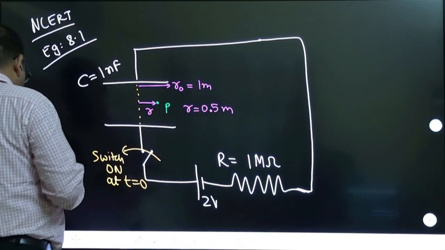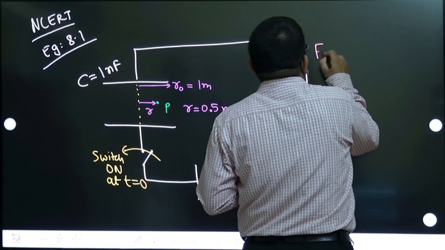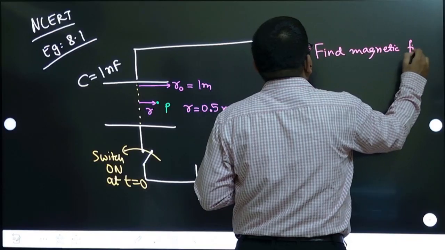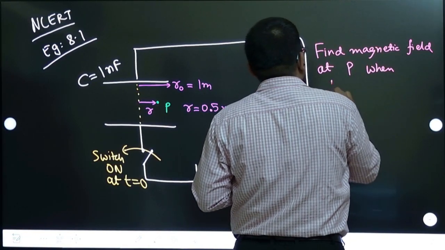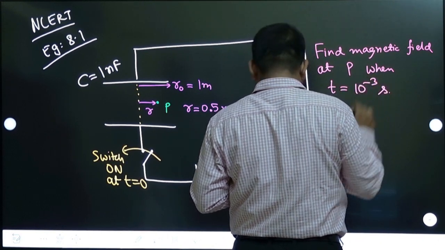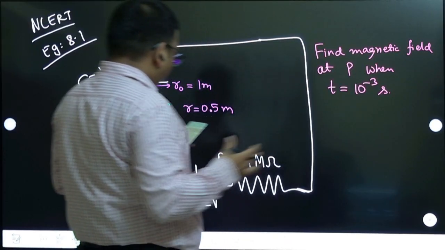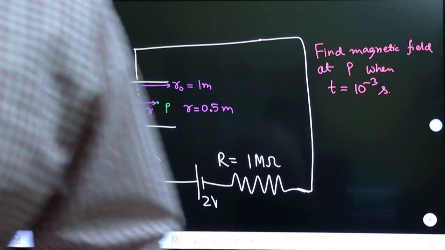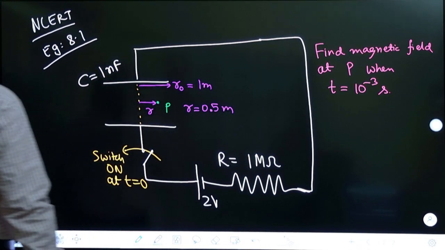Okay, now they are saying, find the magnetic field at P when time is equal to 10 to the power minus 3 seconds. This is what the question says. That's all, this is the question. So first let us solve this question with the formula that we have discussed. Using that formula, we'll solve it immediately.